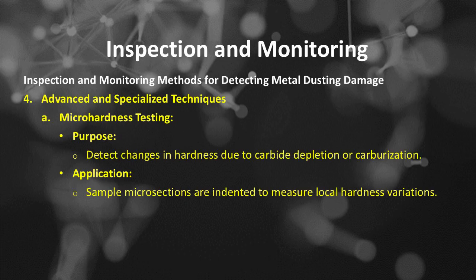Number 4 of the inspection and monitoring methods for detecting metal dusting damage is advanced and specialized techniques. Number A, microhardness testing. The purpose of microhardness testing is to detect changes in hardness due to carbide depletion or carburization. Application of microhardness testing is to sample microsections or indents to measure local hardness variations.